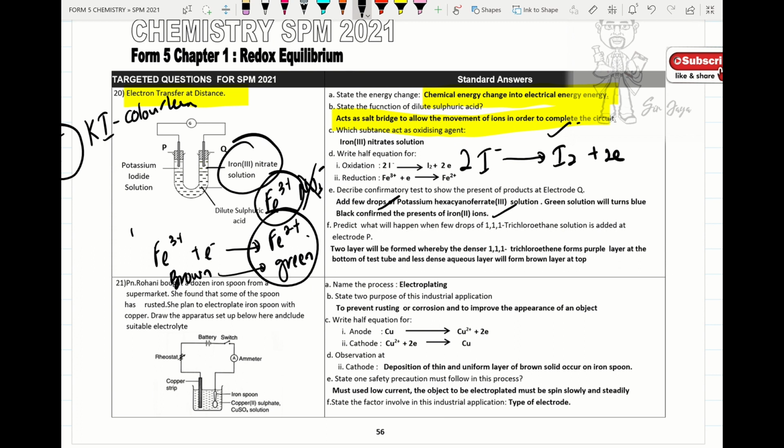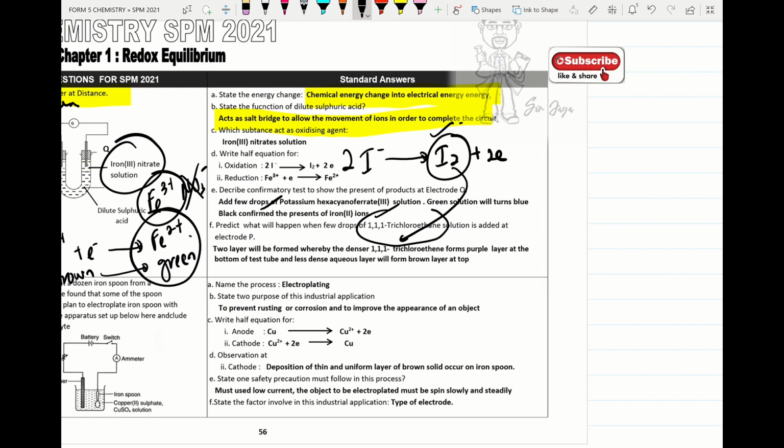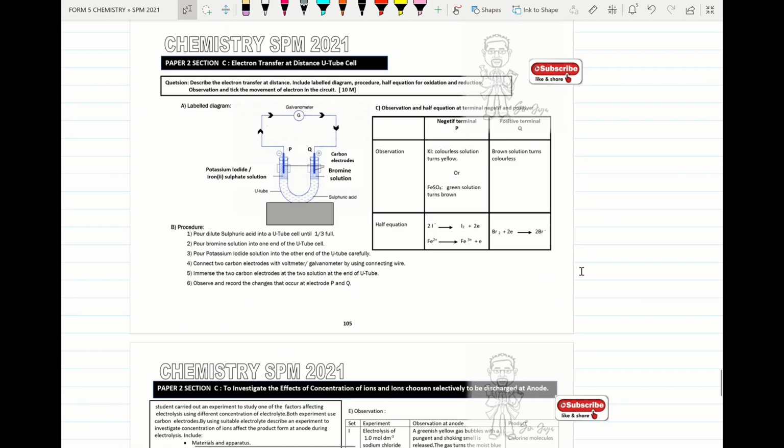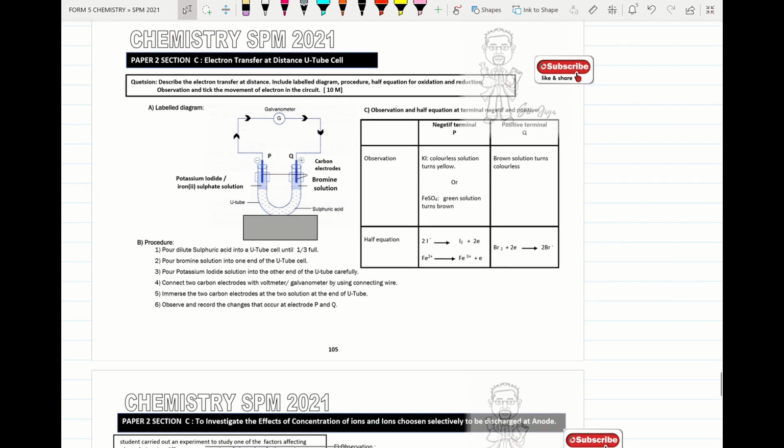All right, so here we have an iodine molecule. Please remember how to test for iodine molecule. We can use two tests. One is 1,1,1-trichloroethane, or we can add starch solution. Please remember this question. Look at this essay question, electron transfer at a distance. This one can come out in Section C, question number 11.